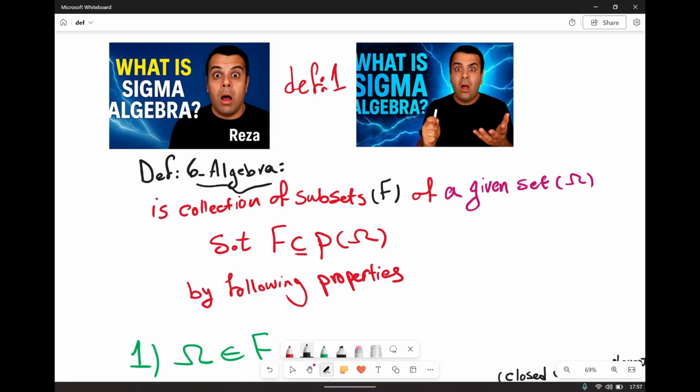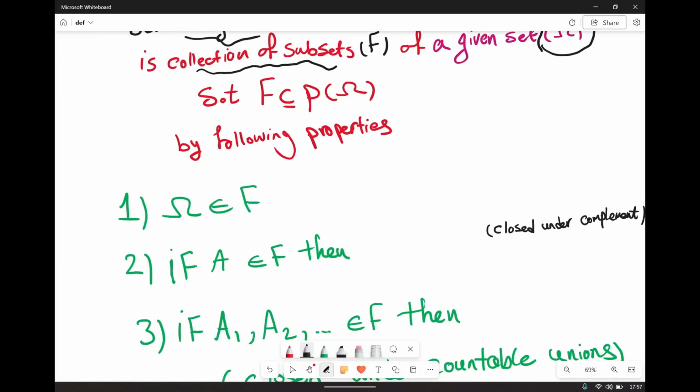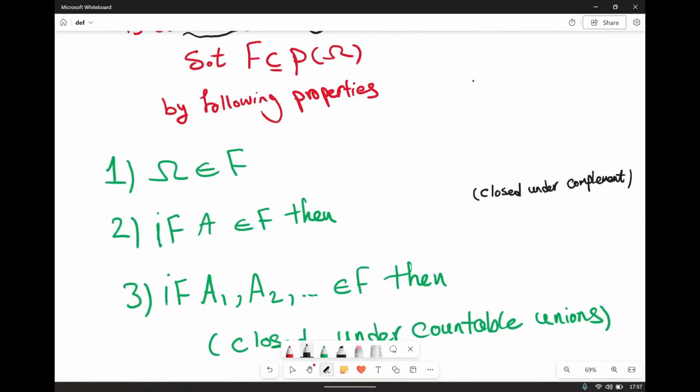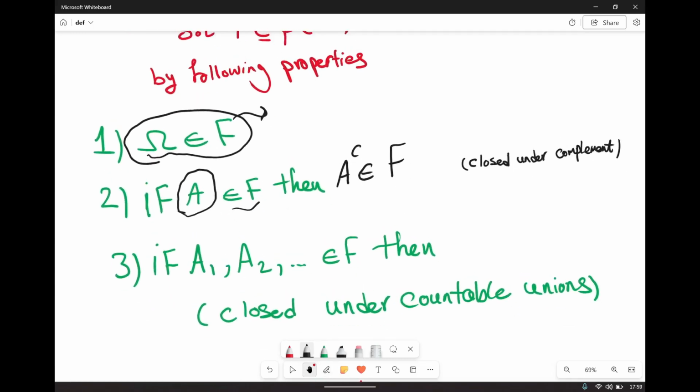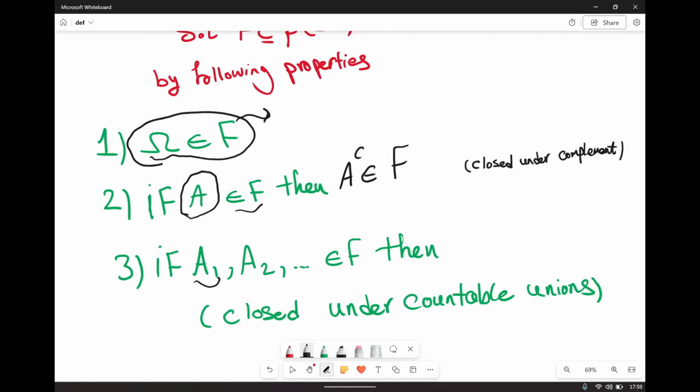The sigma algebra is a collection of subsets of omega such that it has the following properties. At first, omega must be a member of this collection, and also if you consider a member A in F, its complement belongs to the sigma algebra. And the third property is if A1, A2, and all these members are in the sigma algebra, the union of these members must also be in the sigma algebra.